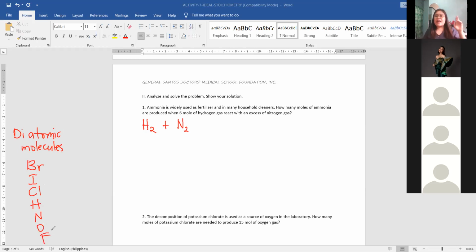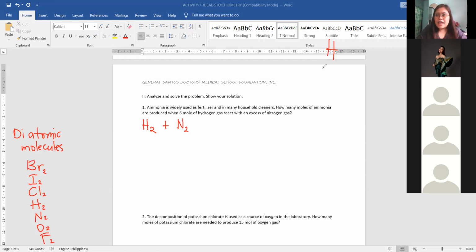Okay? Here is the list of diatomic molecules. If they are not combined with other elements, they are diatomic molecules. They cannot exist as a single atom. So it is always two if they are not bound with other elements, just like hydrogen. Hydrogen alone cannot be a single atom. It is included in the diatomic molecules. So what are they? We have bromine, iodine, chlorine, hydrogen, nitrogen, oxygen, and fluorine.